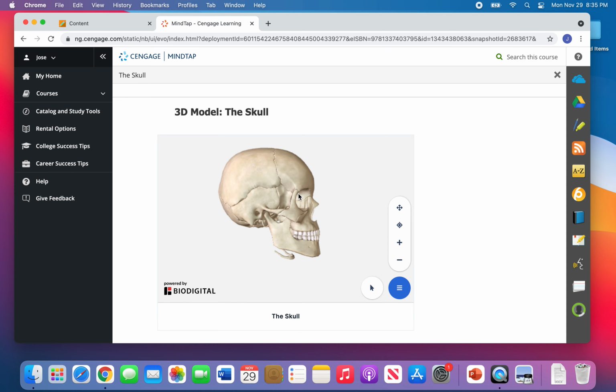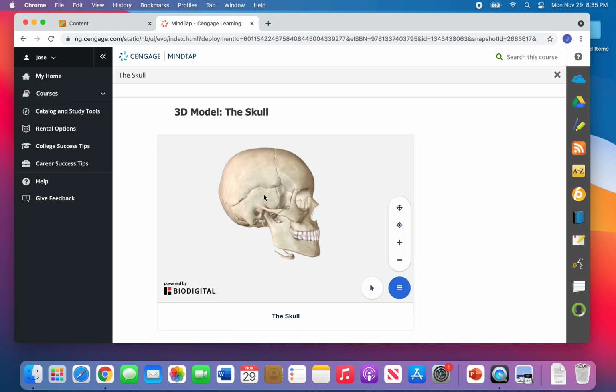The next cranial bone is the occipital bone, located here in the back, basically the back of your head. And the occipital bone is in charge of covering the occipital lobe of your brain.